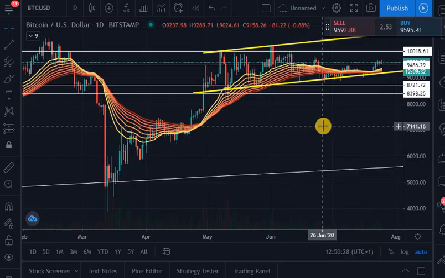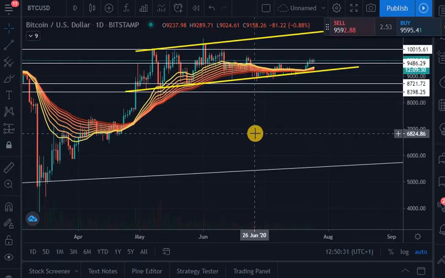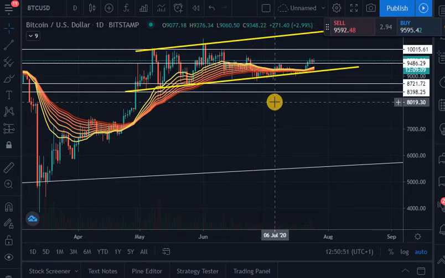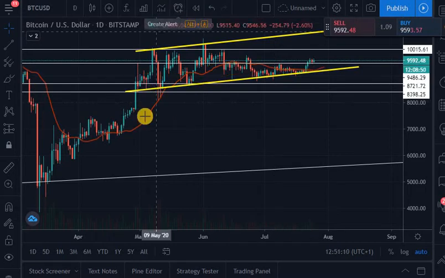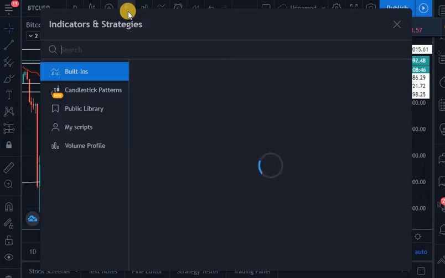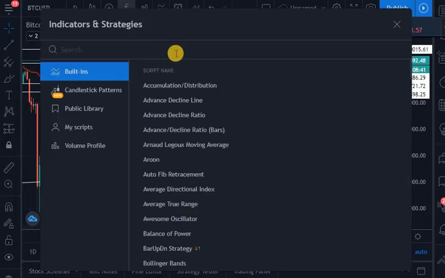Now this is your charting program. This is your Bitcoin in US dollar chart. Now I am going to show you the indicator I use to effectively buy and sell Bitcoin. I'll have to go to the indicator tab, which is right here. When you click on this indicator, you would have to search for hash ribbon.